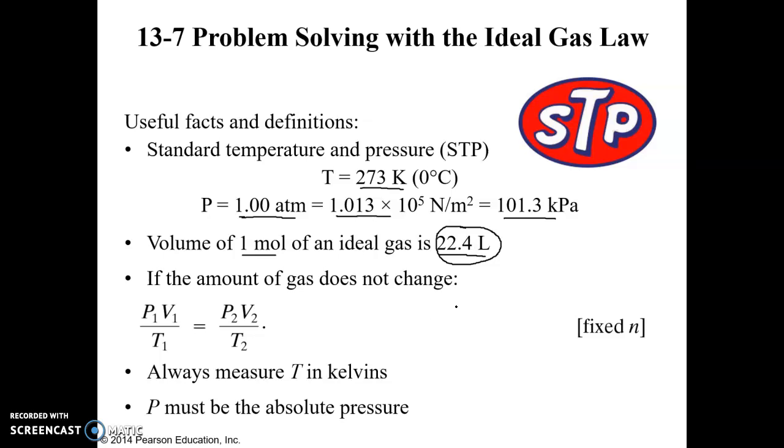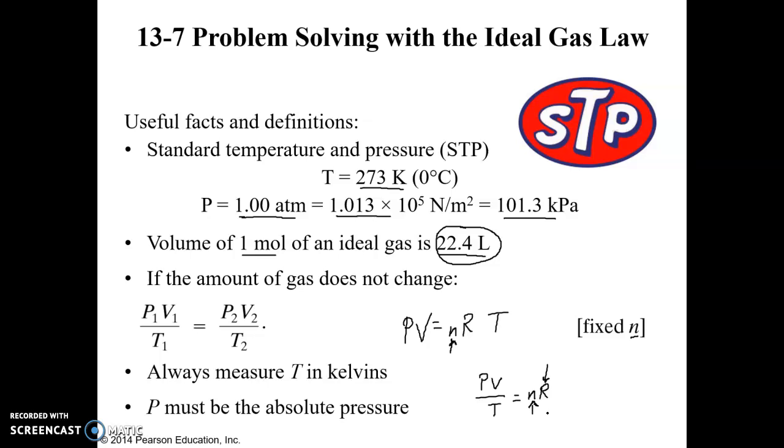And then if the problem statement involves a fixed number of molecules, so we're not gaining additional gas or losing any gas, it's a closed system, then we've got PV equals nRT. If n stays constant and doesn't change, then we can take the T over to the other side of the equation. We get PV over T equals nR. R is always a constant. It's the ideal gas constant.